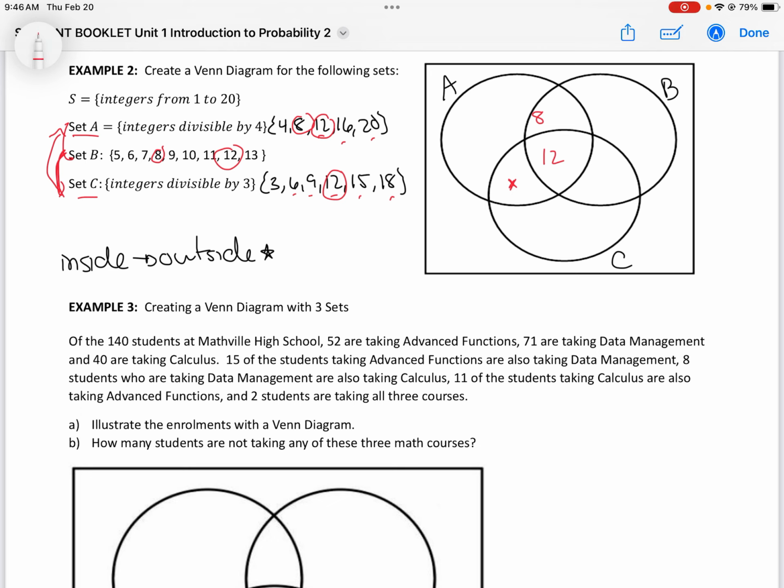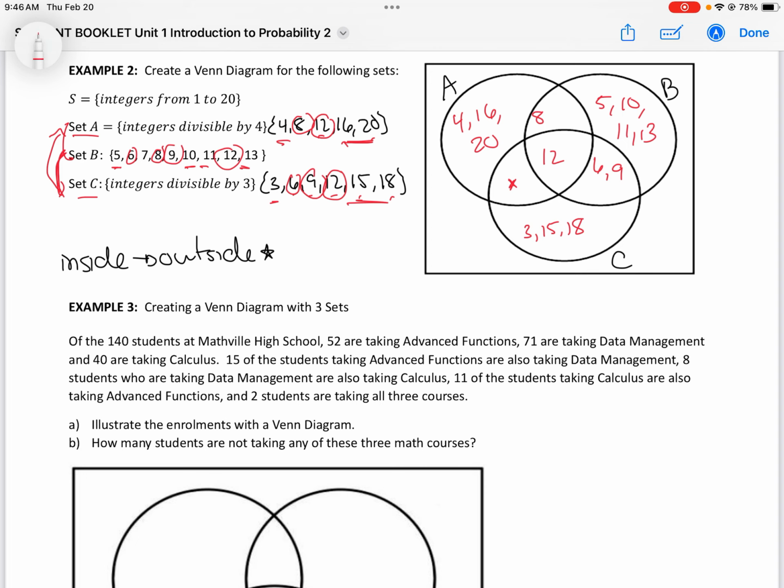Now, B and C, so intersection. So we have the 6. We have the 9. And that's it. Okay, now let's go back to A and we're going to list all of the values in A that we haven't listed. 4, 16, and 20. Done. A's done. B, 5, 10, 11, 13. And C, 3, 15, 18.